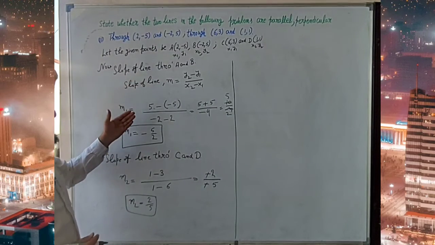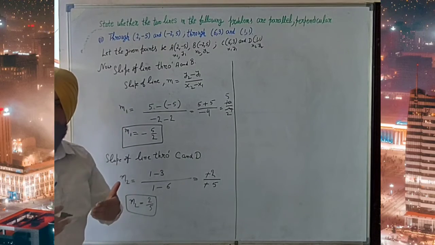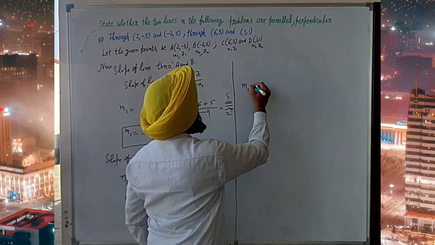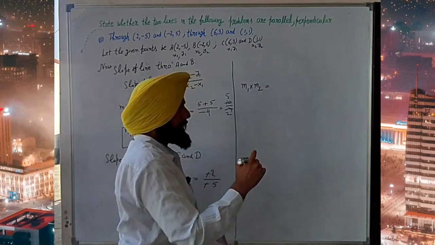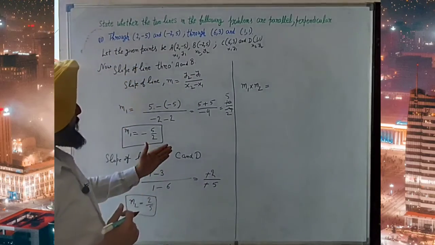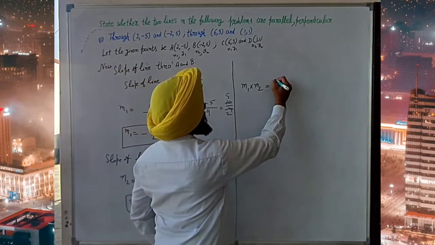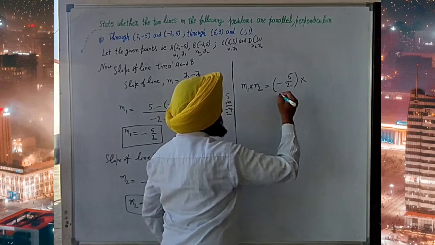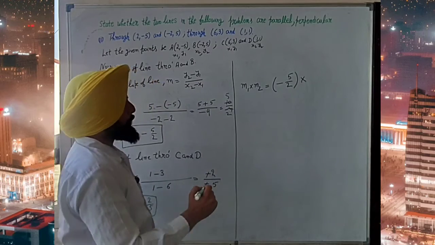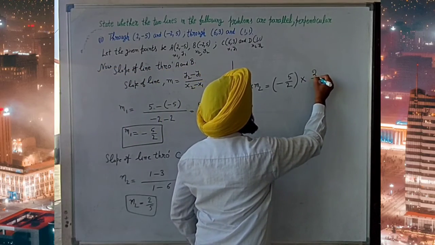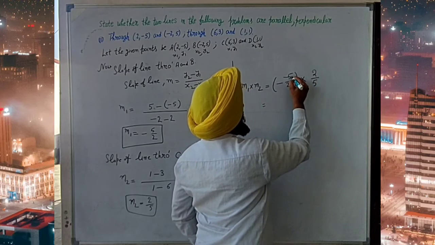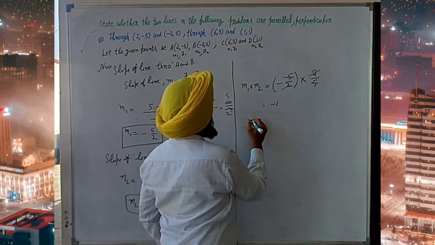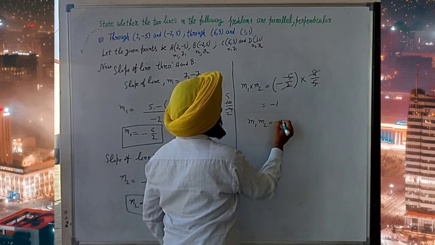Now multiply m1 and m2, what we will get? Let us see. m1 multiply by m2, we will multiply both slopes. Put the value of m1, that is negative 5/2, multiply m2 2/5. So 5 cancel with 5, 2 cancel with 2, -1. That means m1 m2 equal to -1.